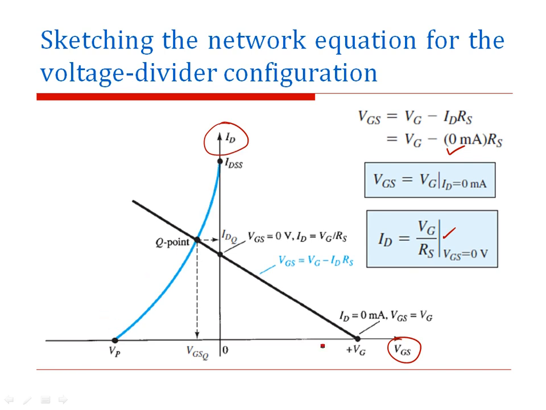It is already available, and when you plot the DC load line with Vg, you can join VGS is equal to Vg at Id equal to 0, and when VGS is equal to 0, you have Id equal to Vg by Rs. So if you join these two points and extend the DC load line, you get the operating point for this particular configuration, the intersection of the DC load line with the transfer characteristics.